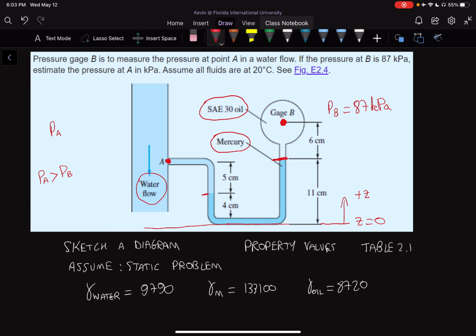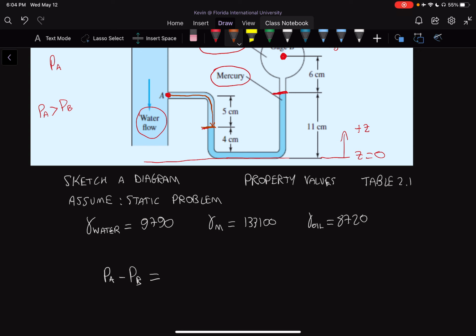And we're going to break it down into different systems. The first system, which I'm going to draw in orange, looks at our change in pressure in the water from point A all the way to the change in liquid here, which would be the change to mercury. I'm going to call this point 1. So the first thing I'm going to do is figure out the difference between PA and P1, so I'm going to write PA minus P1, and break it down into that bronze color so we can keep track of it.